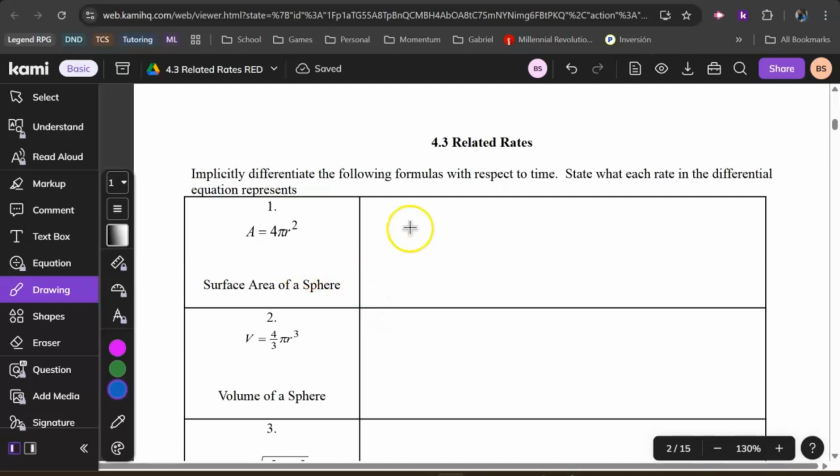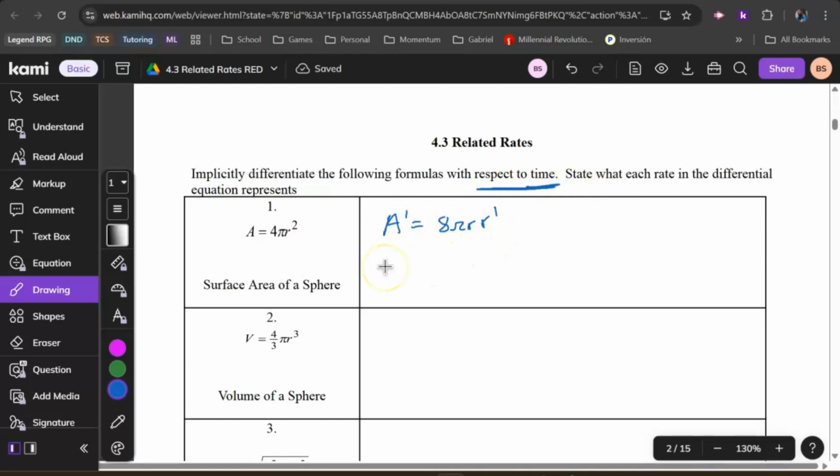So we're going to implicitly differentiate a bunch of these different formulas, and then we're going to state what the rates represent. So if I differentiate this here, I would simply get A prime equals, I'm just differentiating r squared here, so that's going to be 8 pi r, because the 2 comes down. But then because I took r and I'm doing it with respect to time, this is going to be r prime. Because these are always with respect to time, pretty much any time we're doing this, we're going to have to write r prime here.